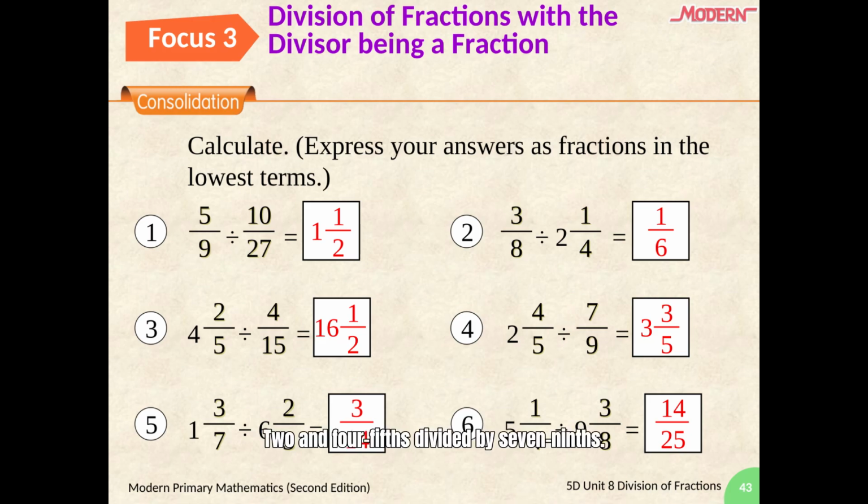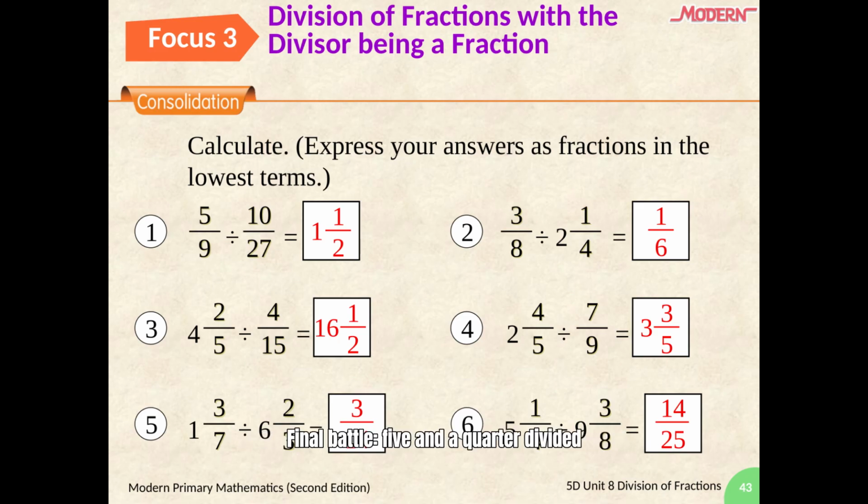Level 2. 2 4/5 divided by 7/9. Convert to 14/5. Swap and flip. Result, 18/5 or 3 3/5. Next, 1 3/7 divided by 2/3. Convert to 10/7. Swap and flip. Result, 15/7 or 2 1/7.